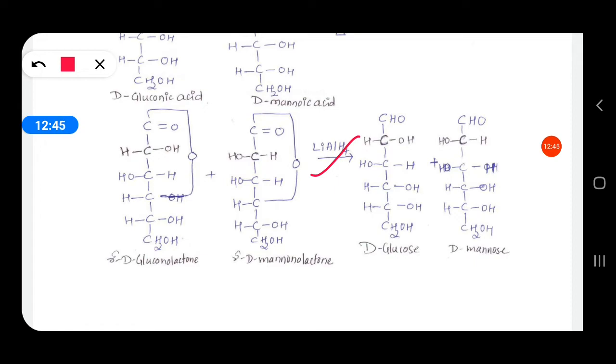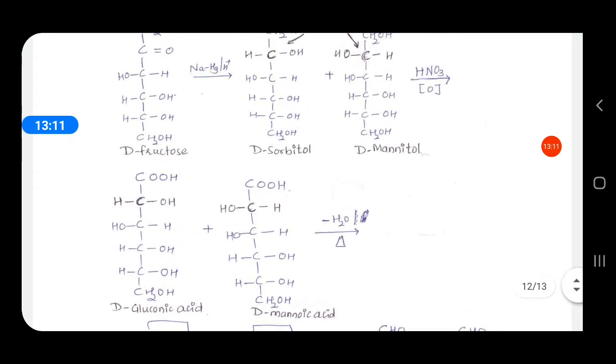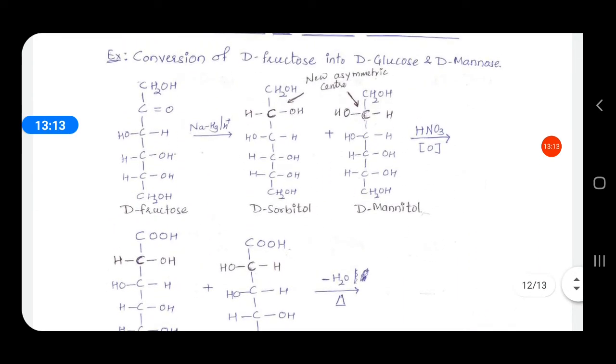or sodium amalgam in presence of dilute HCl can be used, zinc and HCl can be used. So there are different reducing agents. By using these reducing agents, the bond is broken, and on both sides hydrogens are added. So D-gluconolactone gives D-glucose on reduction, mannonolactone gives mannose on reduction. This is how the ketones are converted into aldehydes.